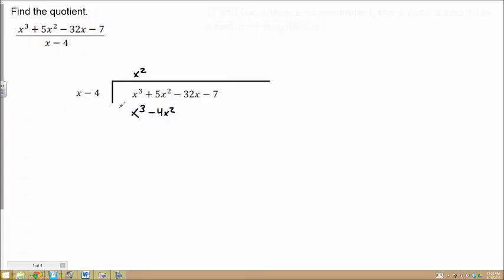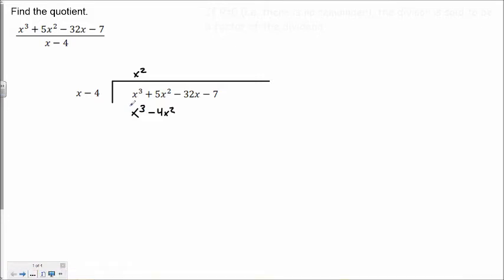The next thing I need to do is subtract that new term that I just got from my dividend. So x cubed minus x cubed, those cancel out, leave me with nothing. And 5x squared minus negative 4x squared. And when I subtract a negative, that's the same as addition. So 5x squared plus 4x squared is 9x squared. Once I have this term, I'll bring down all of the terms which remain from the dividend.